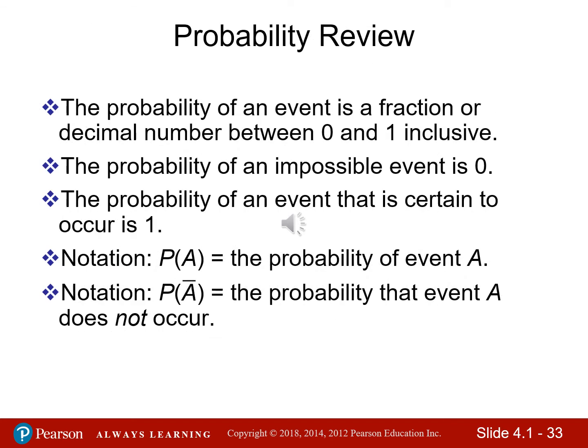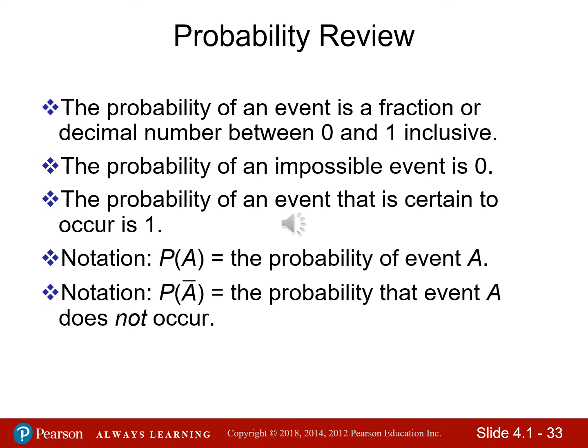A quick review of probability. The probability of an event is a fraction or decimal number between 0 and 1 inclusive. The probability of an impossible event is 0. The probability of an event that is certain to occur is 1.